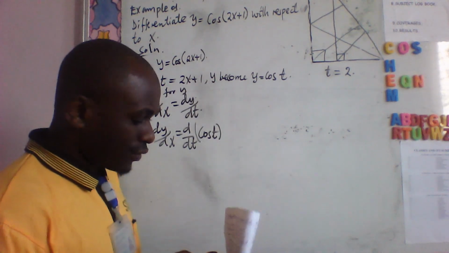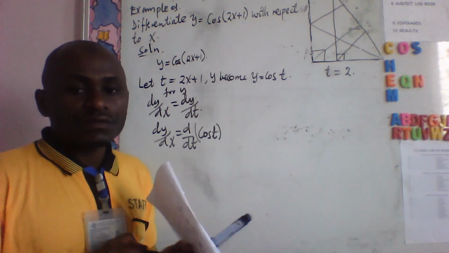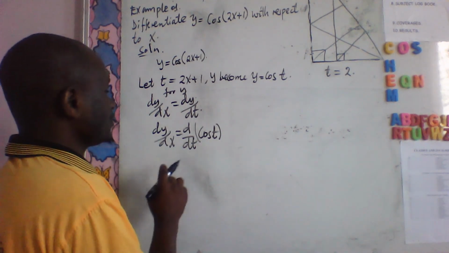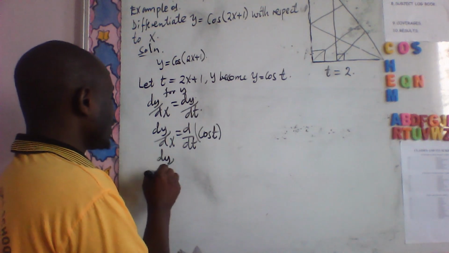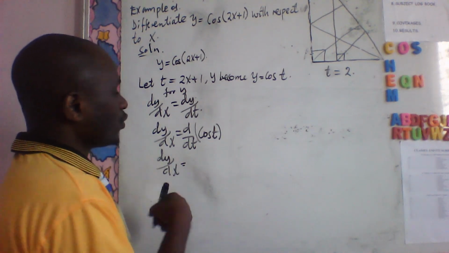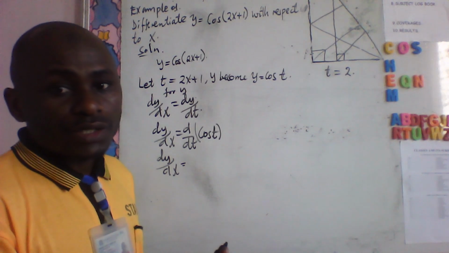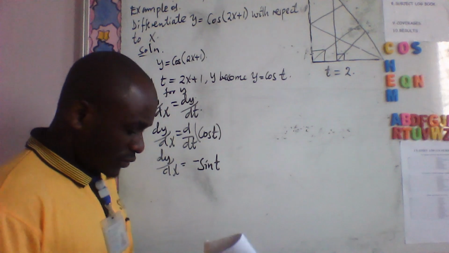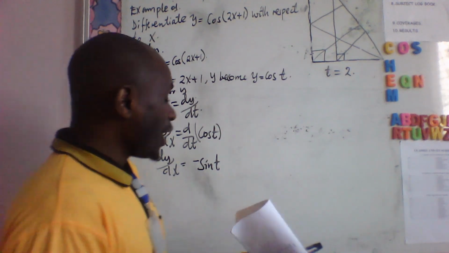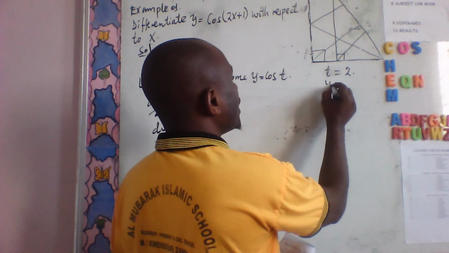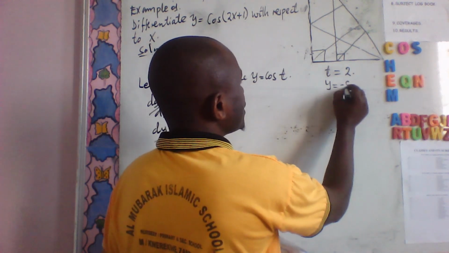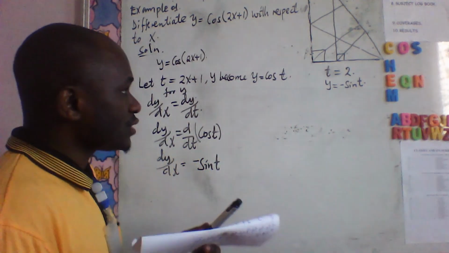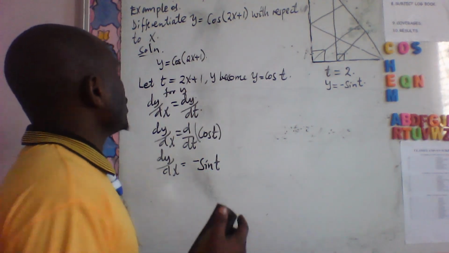This is the value of y. So dy over dx is equal to, when you differentiate cos, we are going to get a negative sign. So here we get negative sine t. That's what we are getting. So dy over dt here is equal to negative sine t. If it's equal to negative sine t, let us see how to recall it back in our formula.